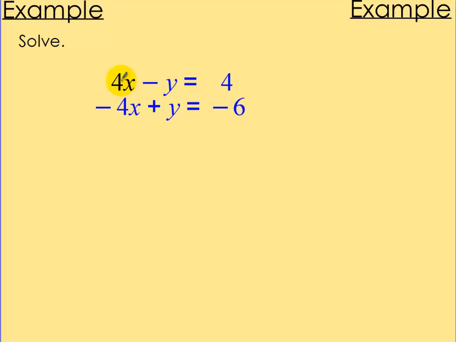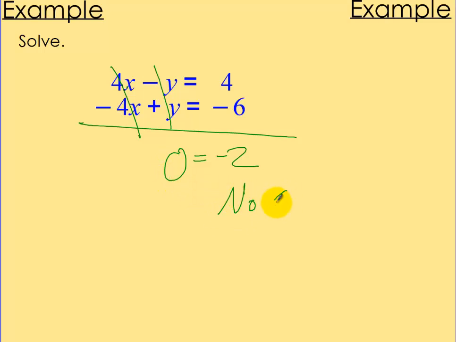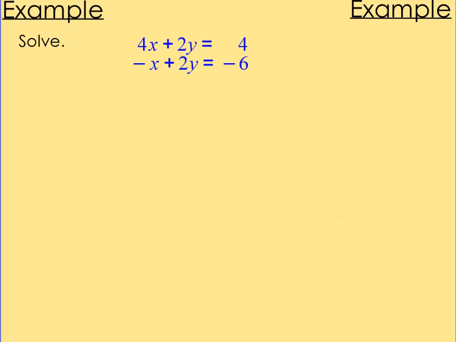Okay, going down my checklist. If I add these together, I know the 4's will eliminate, so the x's will eliminate. 4 minus 4 is gone. And the y's also eliminate. So we get 0 equals 4 minus 6, which is negative 2. This is not true, so we say no solutions, because the variable is eliminated and it's not true. Next one, pause the video.